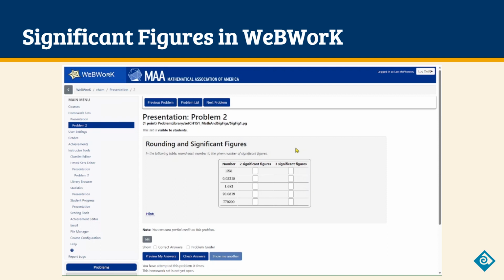Here is one problem that shows one of the more basic features of the macros written for chemistry. This one shows off significant figures. These numbers listed in the left column are all random numbers that have been generated by the system. The answers are also generated, so you do not have to pre-program in any answers. You just say, I need 2 sig figs, and the system will know that this answer should be 1200, and that should be 1230.